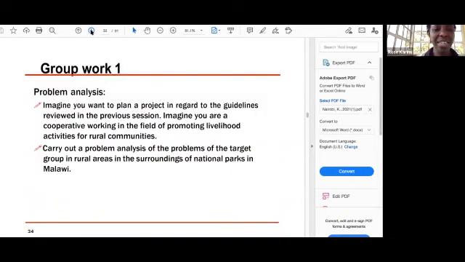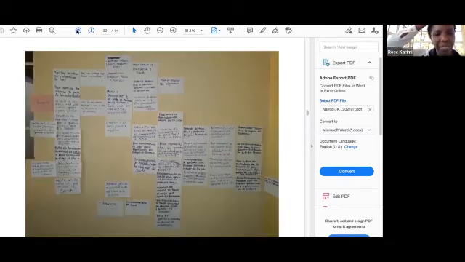I don't know whether that is clear. Before we go to the group work, go back to our problem tree. If this was a physical training, this is what we could have done. But now that it's online, we shall use our Jamboard. Go to the next slide up.